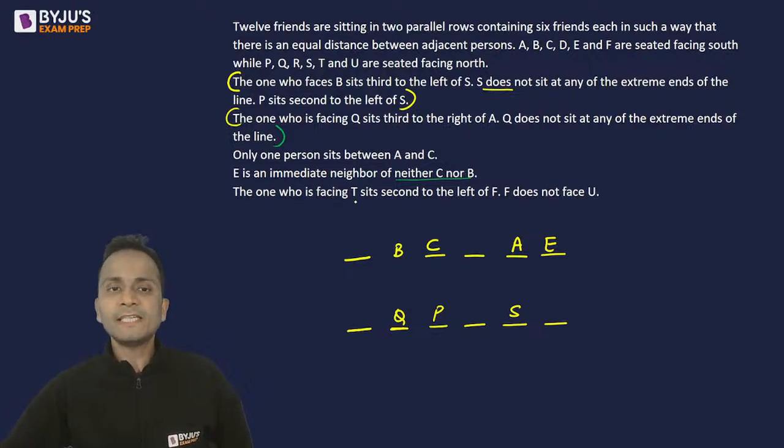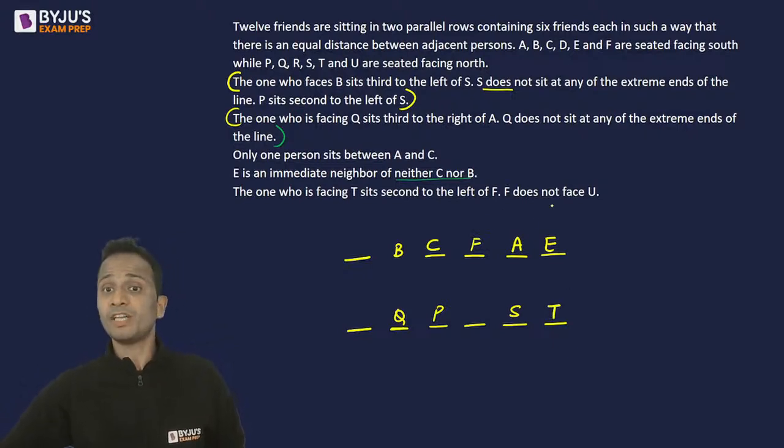The one who is facing T sits second to the left of F. Second to the left of F. Okay. So if I make F sit here, second to the left of F will be C, and C should face T, but T is already sitting here, so F cannot sit at this chair. F will sit between A and C. Now the one who is facing T sits second to the left of F. Second to the left of F is E, and E will be facing T.